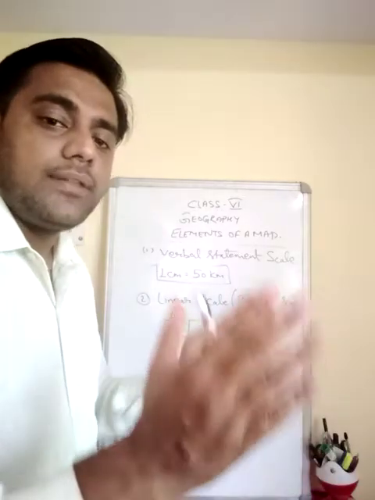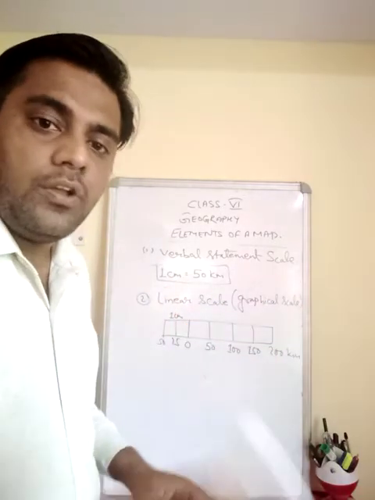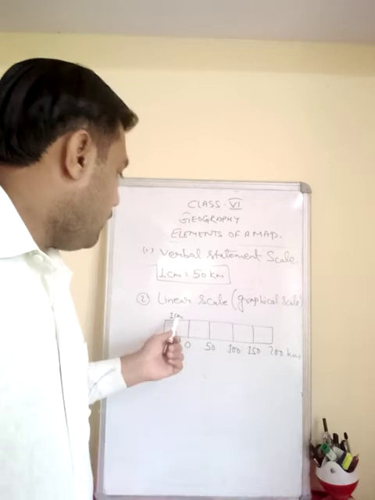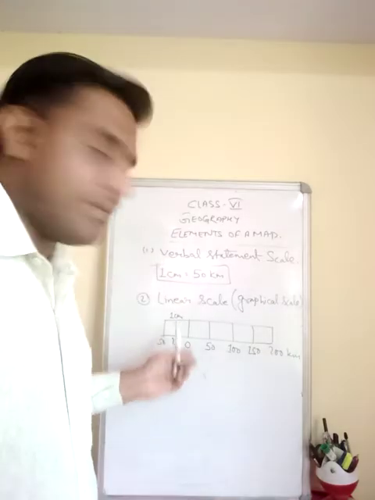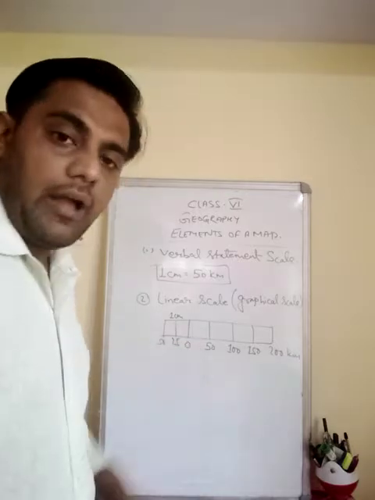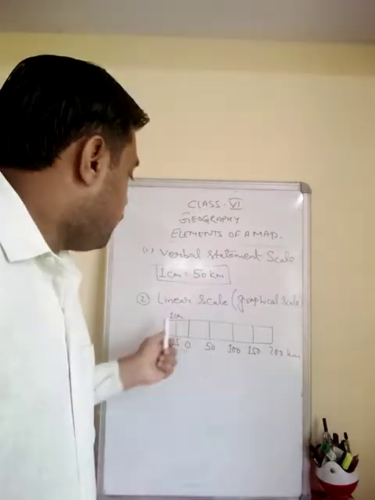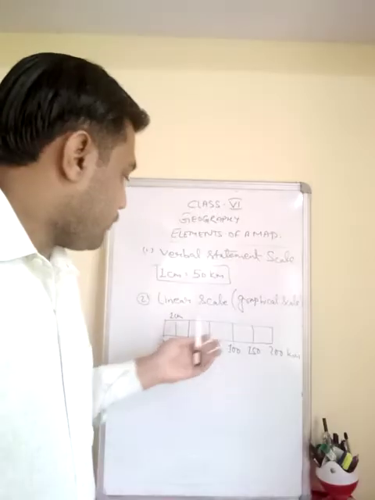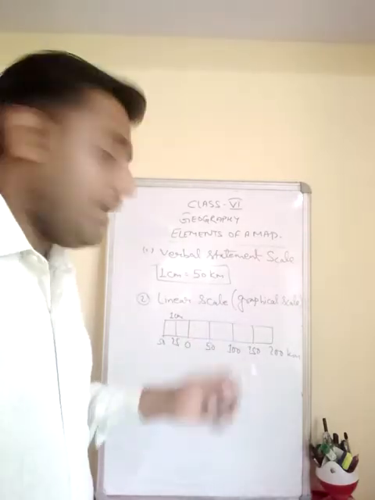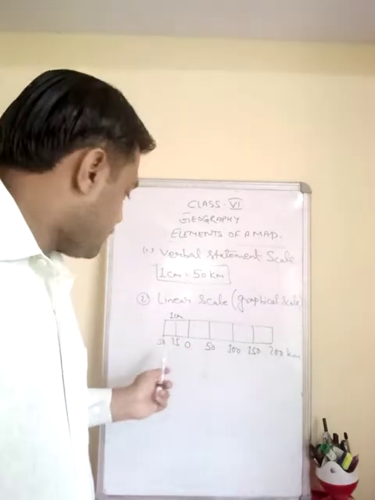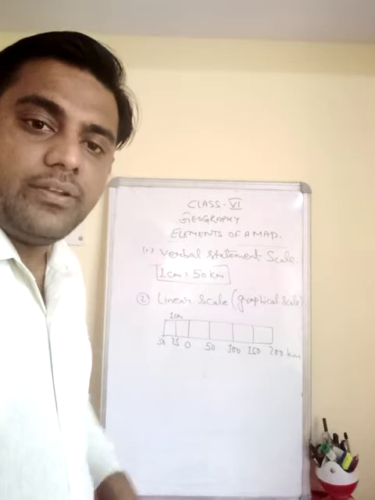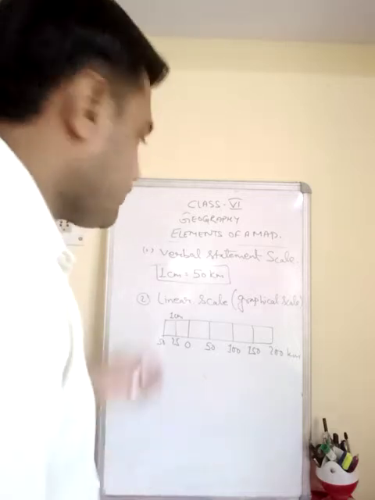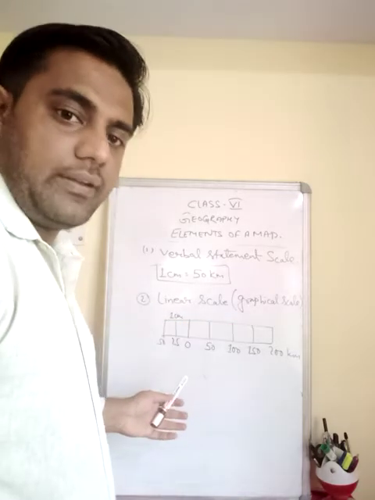subdivision equals a lesser distance on the ground. For example, in our case, we divided the first part into 2 equal parts. That is, 1 centimeter became half a centimeter, half a centimeter. It means if 1 centimeter on the map shows 50 kilometers on the ground, then every half a centimeter on the map shows the distance of 25 kilometers. So I hope you understood the linear scale.